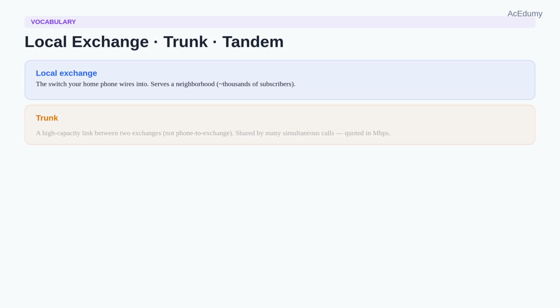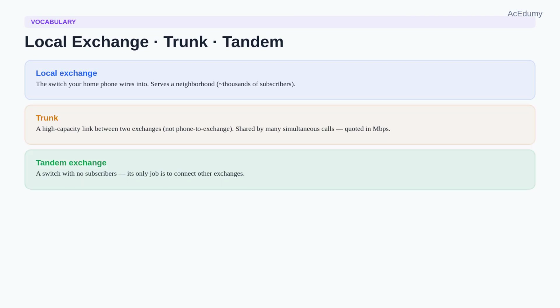Before we count, 2 pieces of vocabulary that the question takes for granted. A local exchange is the switch your home phone is wired into. It serves a neighborhood, a few thousand subscribers, and it is where every local call ends up before being routed anywhere. A trunk is a high-capacity link between 2 exchanges, not between a phone and an exchange. Trunks are shared by many calls at once, and that is why their rates are quoted in megabits, not kilobits.